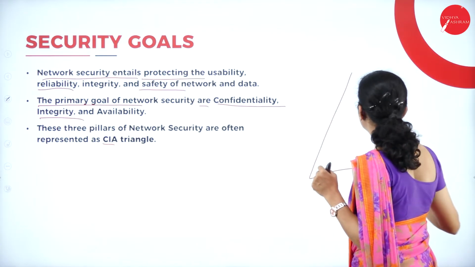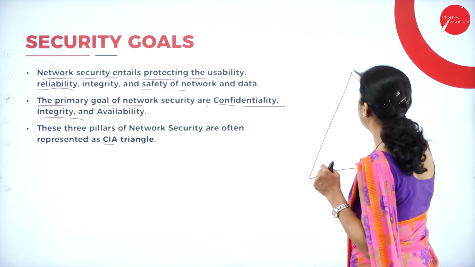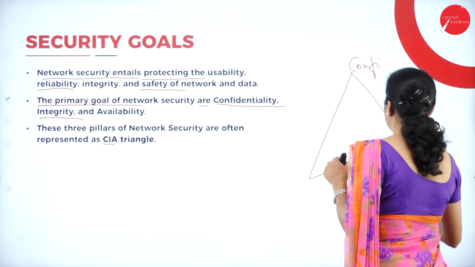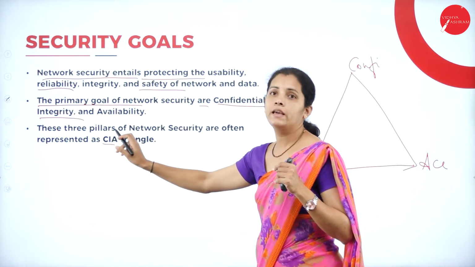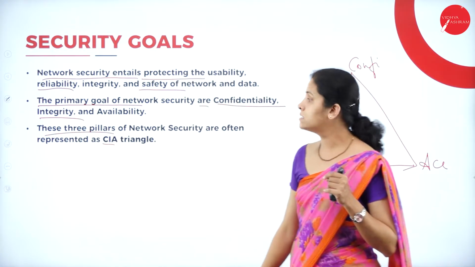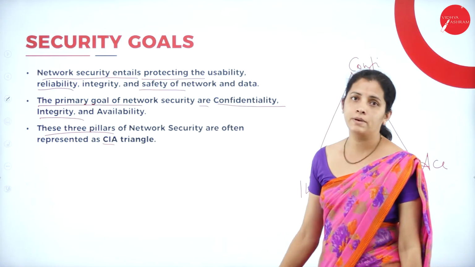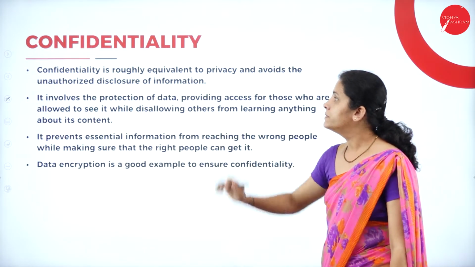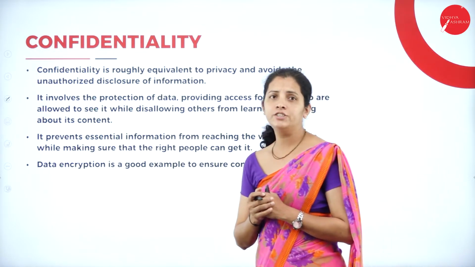That means the three aspects of network security, that is confidentiality, accessibility and integrity, together are called the CIA triangle. That is, these are the three pillars of network security, and it is often represented by the CIA triangle. Then I'm going to have confidentiality. So what is confidentiality here?